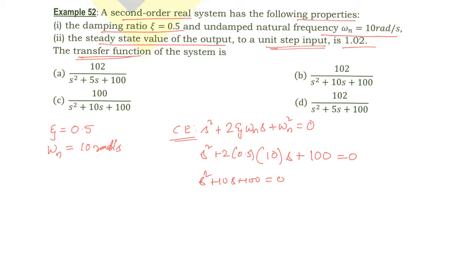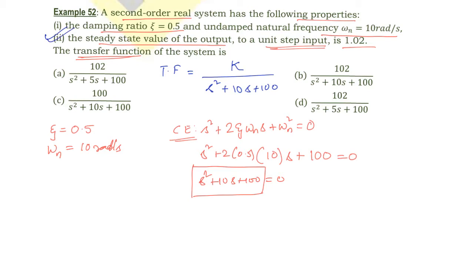So what will be the denominator of the transfer function? It will be s square plus 10s plus 100. So the transfer function denominator you can write as s square plus 10s plus 100. Now we have to find out the numerator. The numerator we will take as some constant k. How to find the numerator? We have to find it from the second point, that is the steady state value of the output.